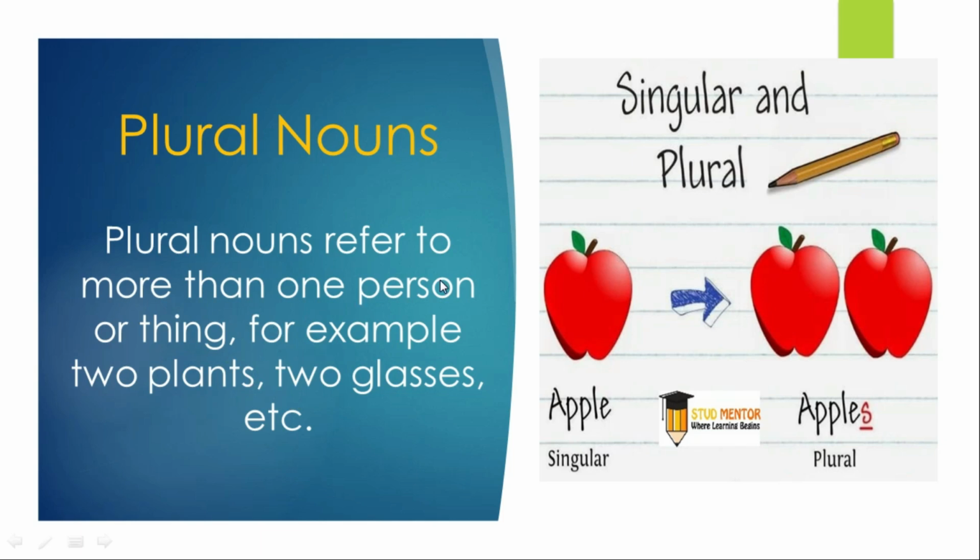In the picture, it is very visible. Now, there is only one apple, so this is a single apple. It's a singular noun. But if you have two apples, you are going to use plural. This will become a plural noun because we have two apples. So we have used s with the noun. So in order to make singular into plural, you just have to use s or es.